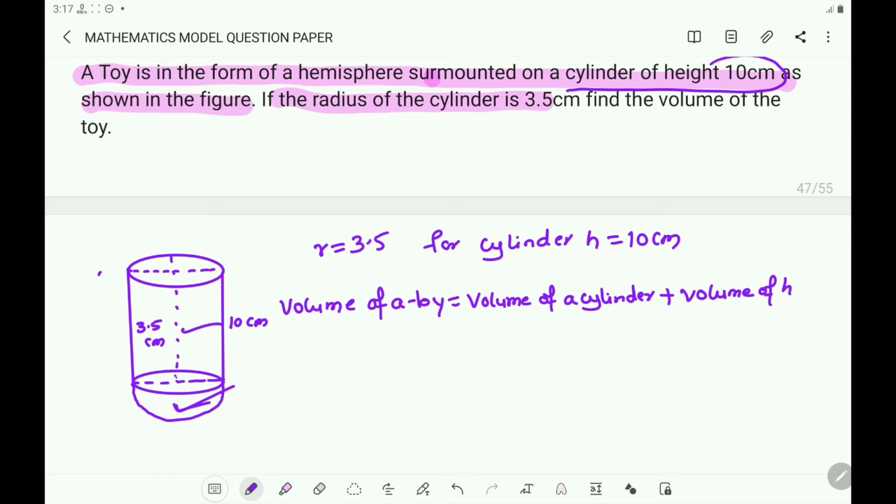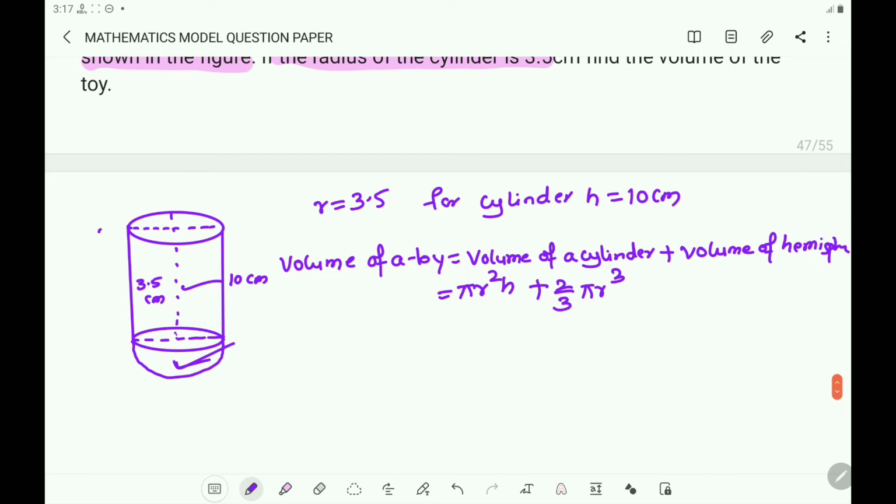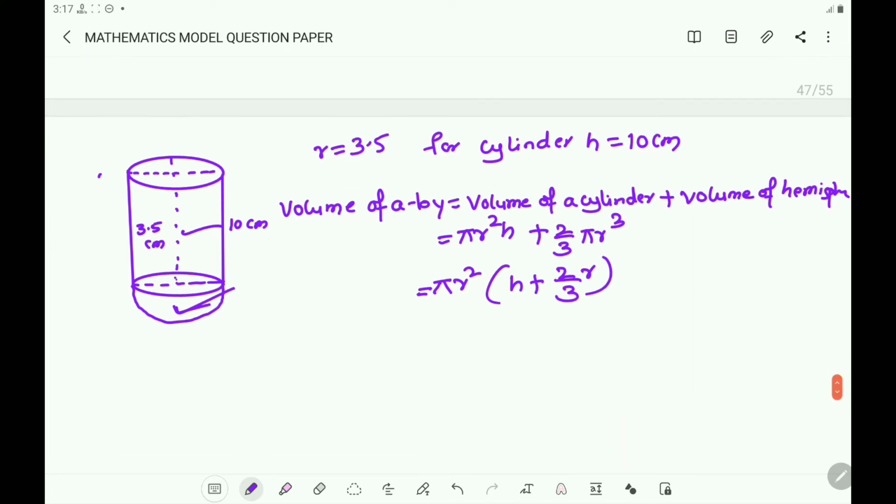Volume of cylinder is pi r square h, and volume of hemisphere is 2 by 3 pi r cube. Then you can take pi common and also r square common. In the bracket you can write h plus 2 by 3 r. H plus 2 by 3 r.